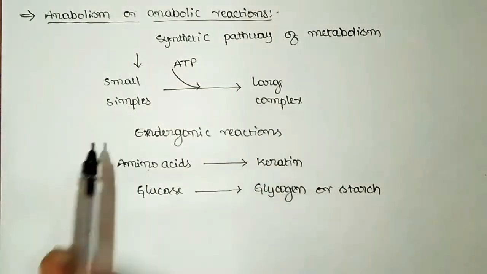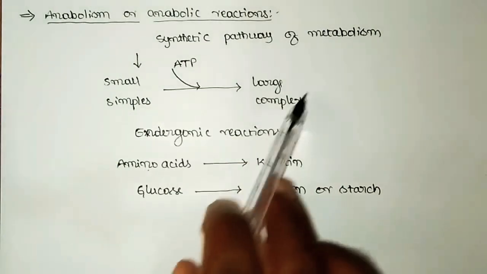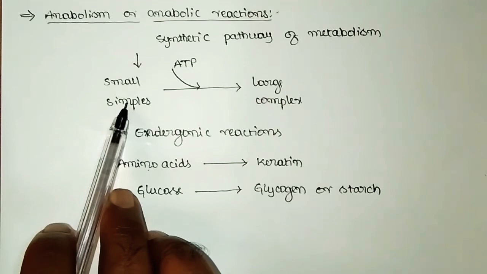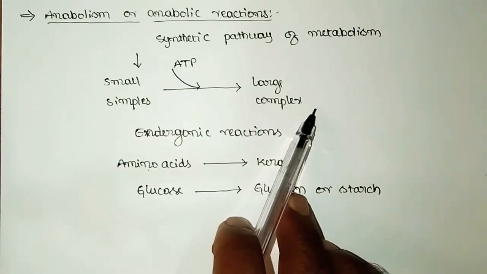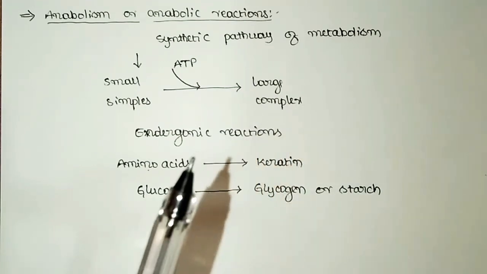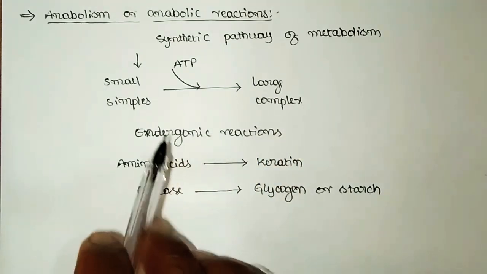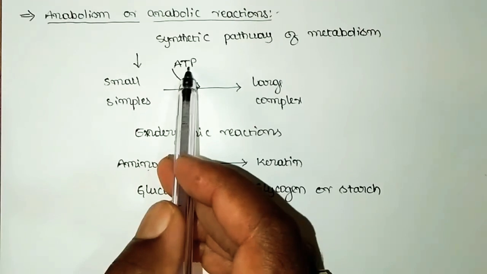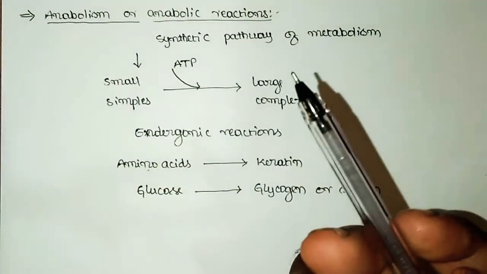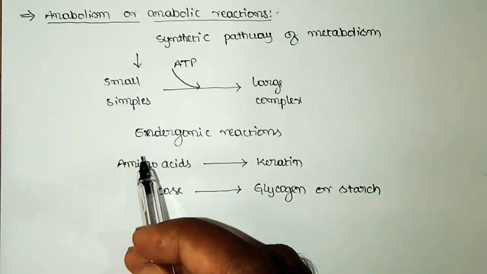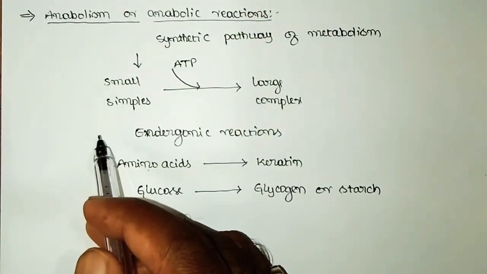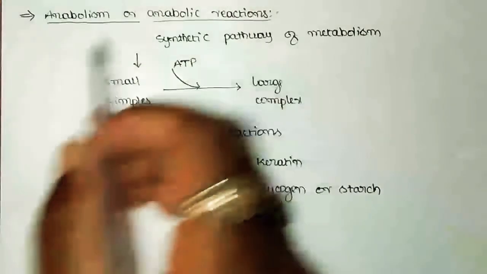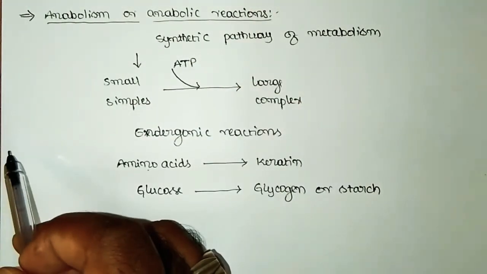And as I said, the energy required to carry out the conversion of smaller or simple monomers into complex nutrient molecules will be obtained by the hydrolysis of the energy-rich compound ATP, or even you can go with NADH, NADPH or FADH2, that is, the reduced coenzymes. And that's a bit about the anabolic pathway.